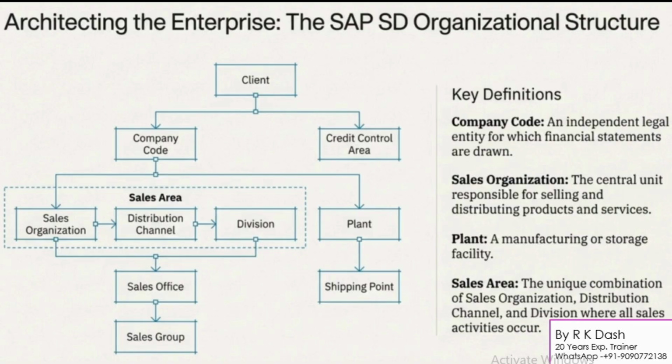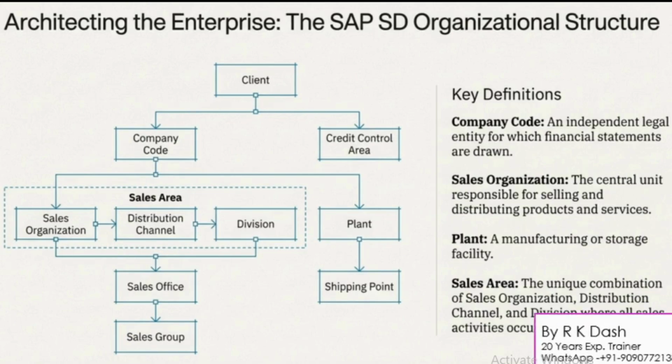Then shipping point. Shipping point is the location from where the material is going to be shipped to the customer. Then the sales area will be linked with the sales office, because without the sales office the marketing team cannot sell to the customer. Your sales office will have sales groups, and inside each sales group some sales employees will be there, and they sit in the sales office, which is linked with the sales area. As I mentioned, the sales area is the combination of sales organization, distribution channel and division.